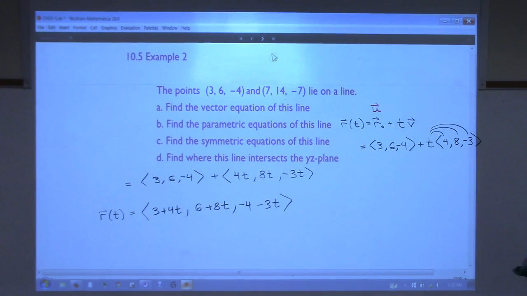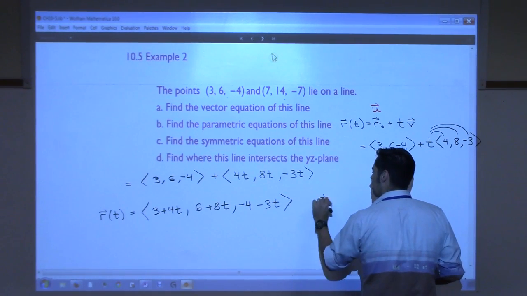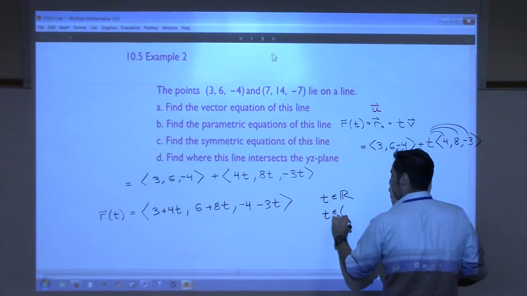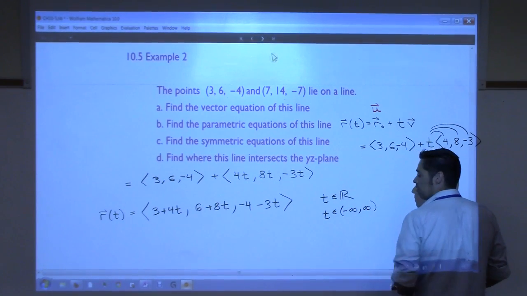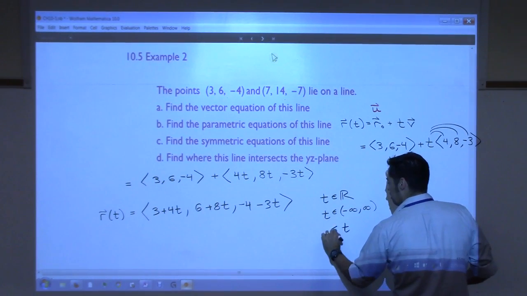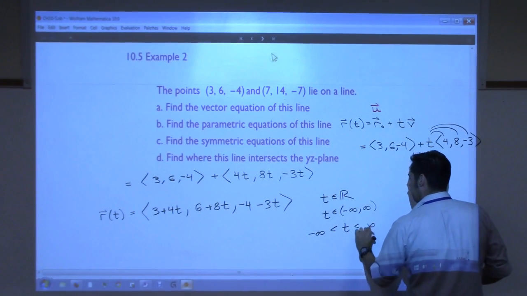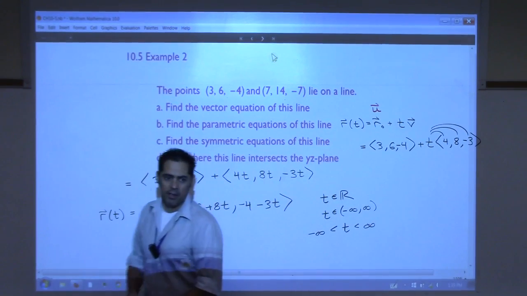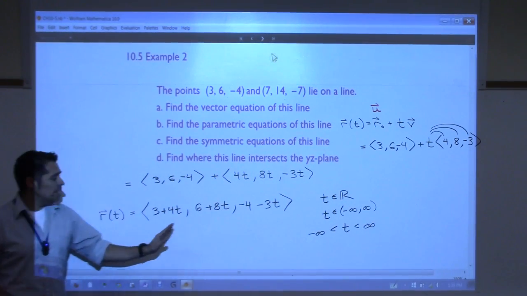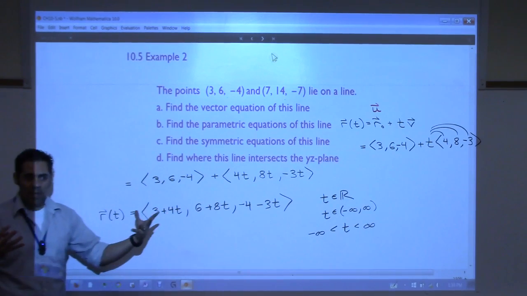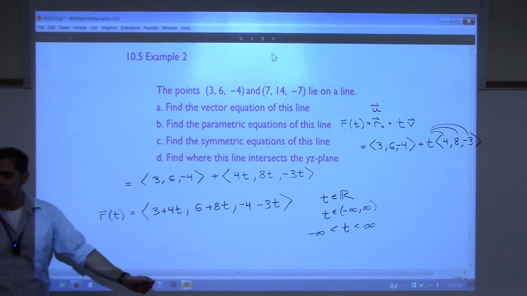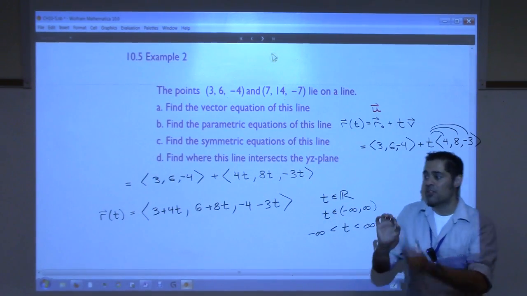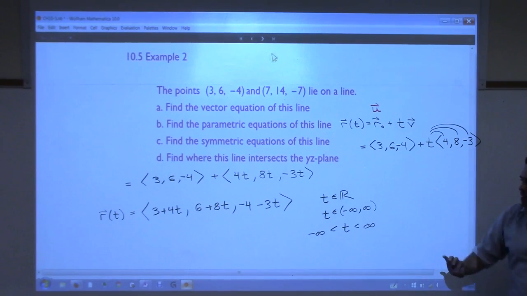Now I'm going to add one more thing to this. I'm going to put at the end of this, t is an element of the real numbers. You could also say t is an element of the interval negative infinity to infinity, or you could say t is bigger than negative infinity and less than infinity. What this means is that I am allowing you to use any t you want in here. In fact, I want you to use all the t's, because if you let t be every single value it could possibly be, it will draw the whole line. If I only let t be one value, it's only going to draw one point, well, one vector that goes to one point on the line. I want you to have all of them.